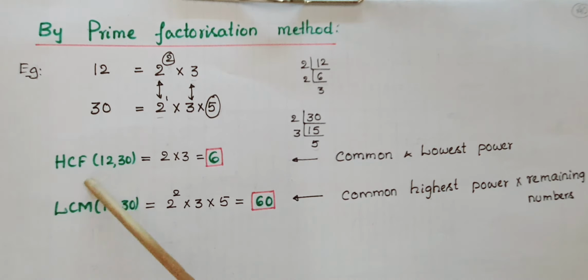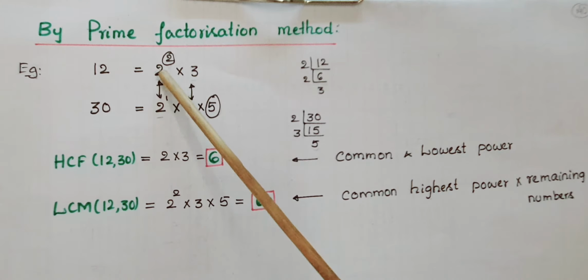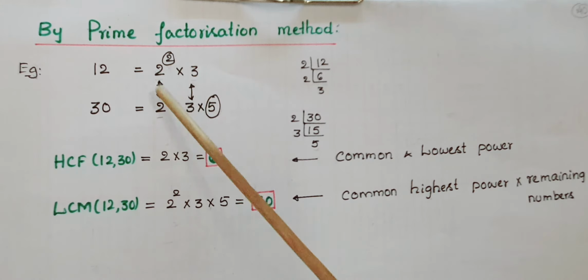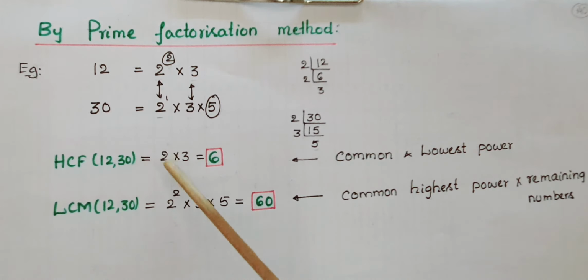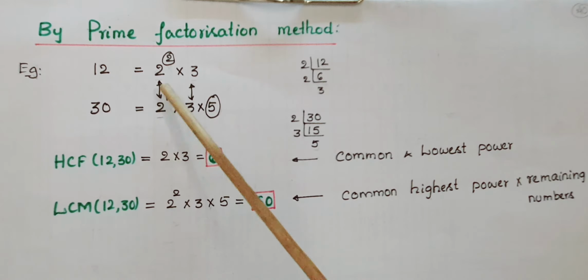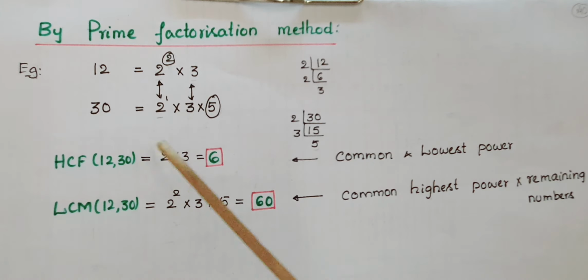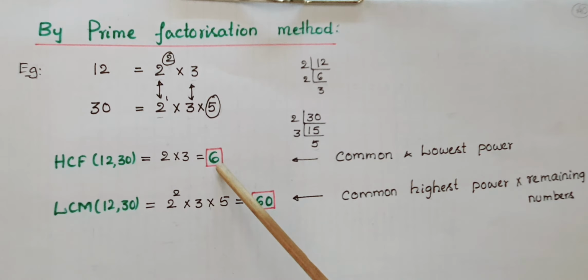The HCF of 12 and 30 is equal to, first see the common factors here. 2 is common to both, and 3 is also common. So for the HCF, take the common numbers with the lowest power, that is 2 to the power of 1. So 2 into 3, which is equal to 6.